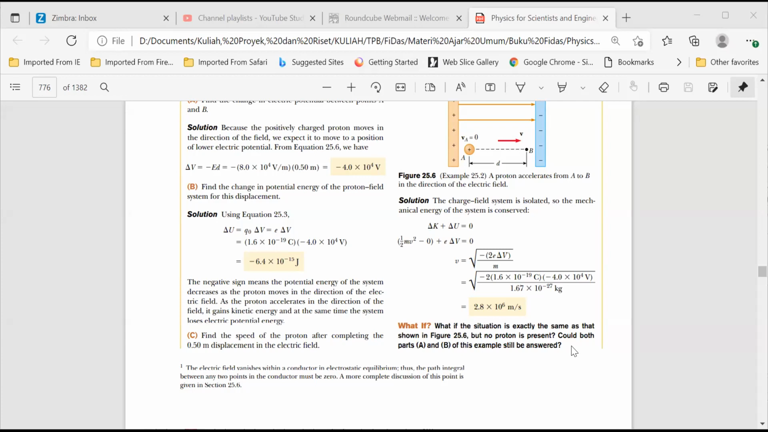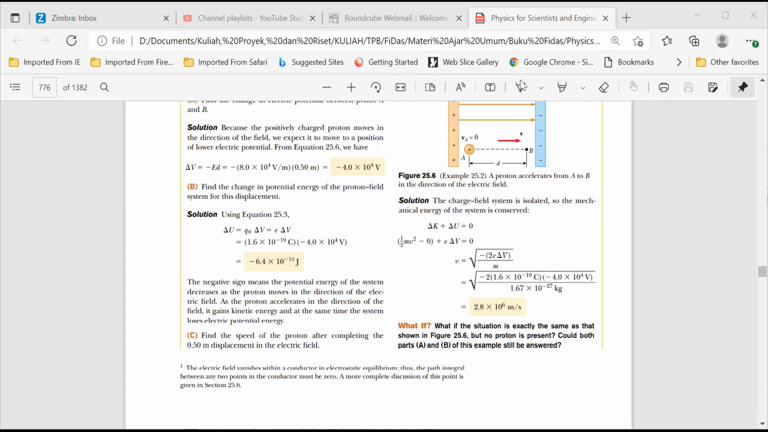What is your question? What if the proton is not present? What happens? There will be no electric charge.